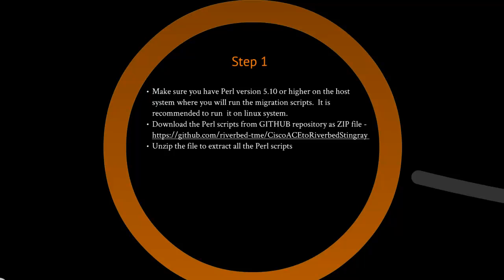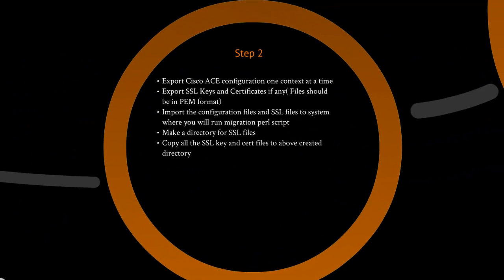So now let's go to step 2. In this step, we'll get all the relevant Cisco ACE configuration onto the host system where the Perl scripts are downloaded in step 1. Currently, the migration scripts support migration of one ACE context at a time. So if you want to migrate more than one context onto Stingray Traffic Manager, then you need to repeat steps 2 to 4 for each ACE context.